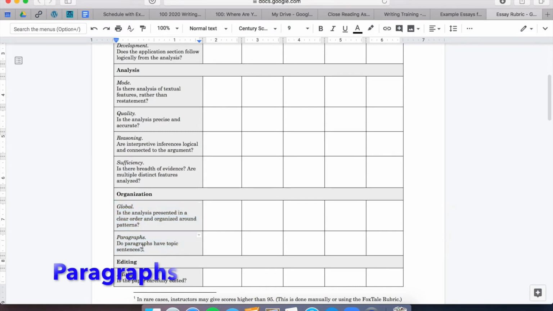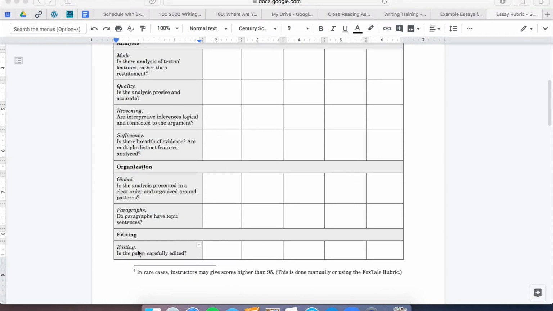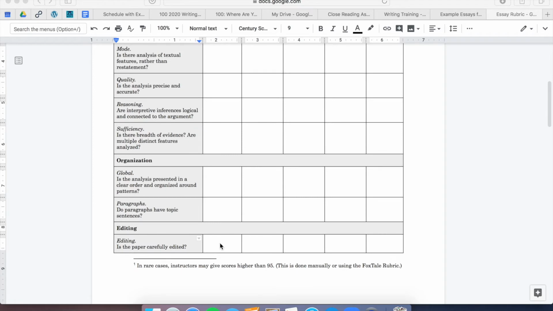Paragraphs, this category simply asks, are the paragraphs within themselves focused? Do they feel coherent? The biggest thing we're looking for there is a topic sentence that nicely unifies the paragraph. Lastly, we have one category for editing. And I simply ask there, is the paper edited carefully? We're looking for only a few typos, approximately correct formatting, like the block quote should be formatted according to the instructions. But we are not really grading for grammar and punctuation.